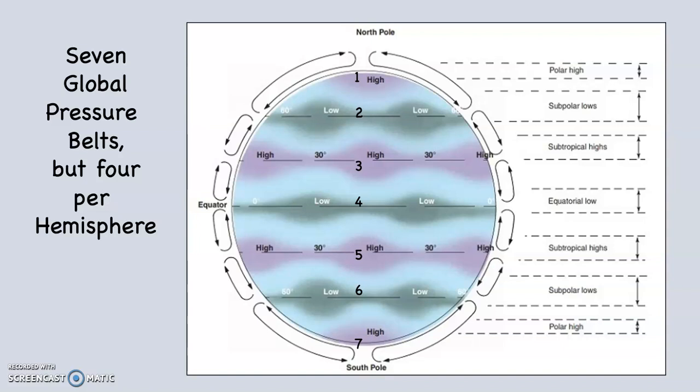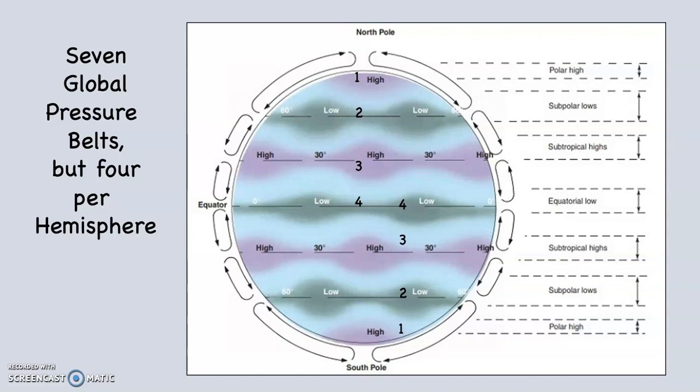That's 7. 1, 2, 3, 4, 5, 6, 7. However, there's 4 per hemisphere. Because if you look in the northern hemisphere, there's the polar high, the subpolar lows, the subtropical highs, and the equatorial low. In the southern hemisphere, there's the polar highs, the subpolar lows, the subtropical highs, and the equatorial low. Because what happens is the northern and southern hemispheres share the equatorial low. So it's 1, 2, 3, 4, 1, 2, 3, 4. Usually 4 plus 4 is 8. In this case, 4 plus 4 is 7.